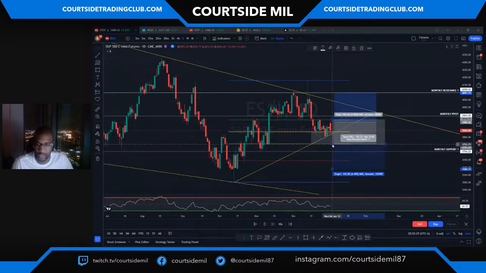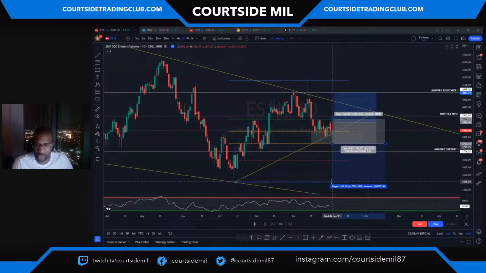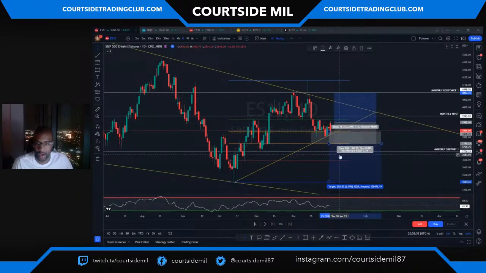So from this aspect, since the monthly support level will be so close to my entry, I can't really use that as my target. All right. So I would either have to trade this all the way to the previous low and use the top of the golden zone as my stop loss. All right. Or I would just have to pass up on that opportunity and wait for a better one.